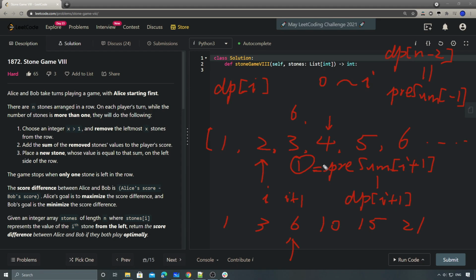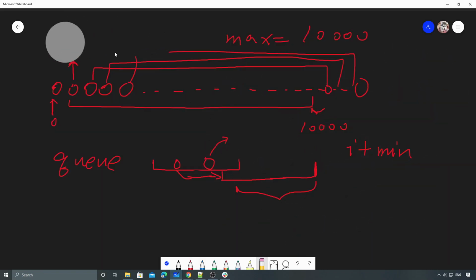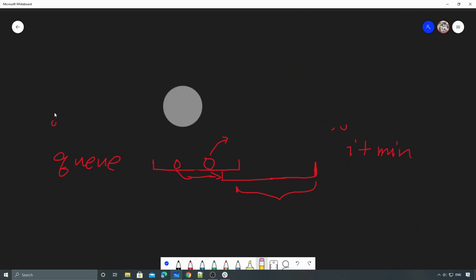I know this is a little bit tricky here. Let me try to explain a little bit more. This part is really important. That's the key to solve this problem.